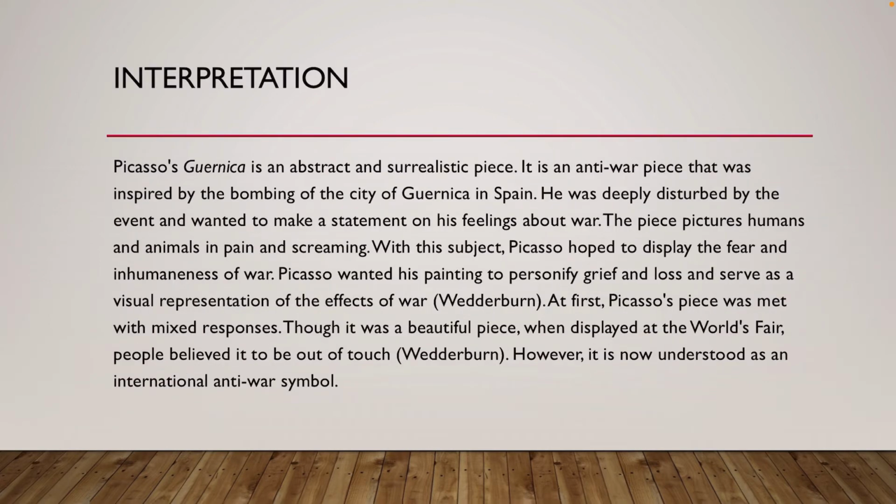Picasso's Guernica is an abstract and surrealistic piece. It is an anti-war piece that was inspired by the bombing of the city of Guernica in Spain. He was deeply disturbed by the event and wanted to make a statement on his feelings about war. The piece pictures humans and animals in pain and screaming. With this subject, Picasso hoped to display the fear and inhumaneness of war. Picasso wanted his painting to personify grief and loss and serve as a visual representation of the effects of war.